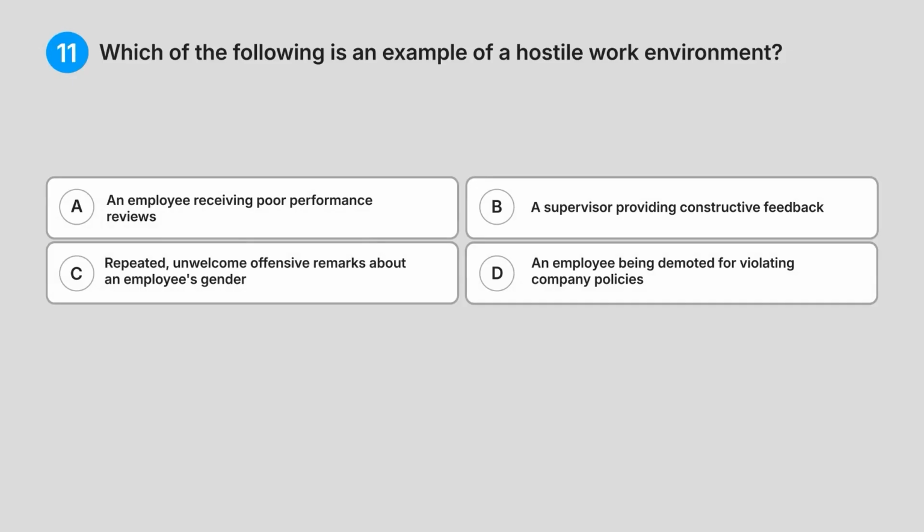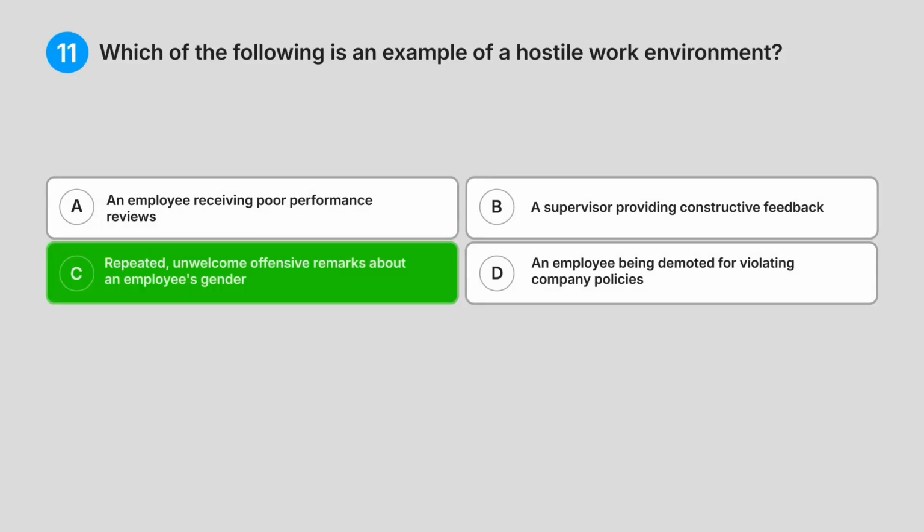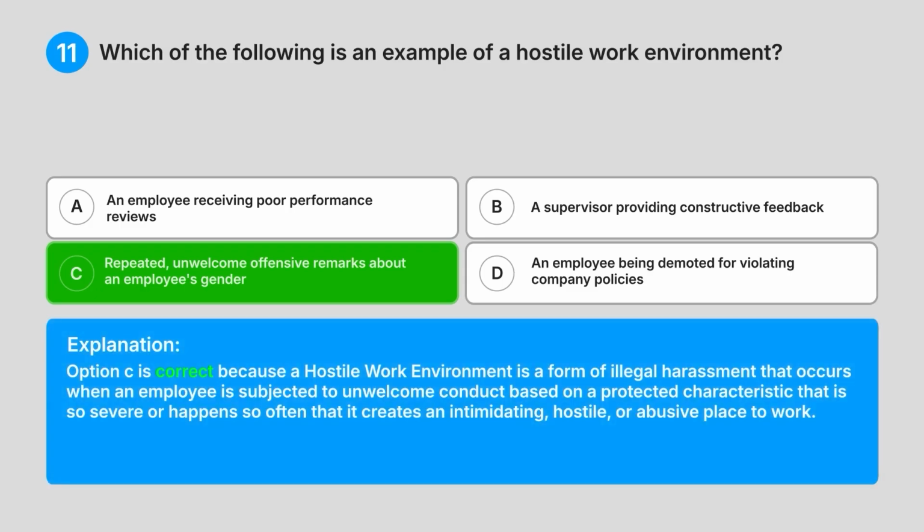Correct answer, C. Repeated unwelcome offensive remarks about an employee's gender. Explanation. Option C is correct because a hostile work environment is a form of illegal harassment that occurs when an employee is subjected to unwelcome conduct based on a protected characteristic that is so severe or happens so often that it creates an intimidating, hostile, or abusive place to work.